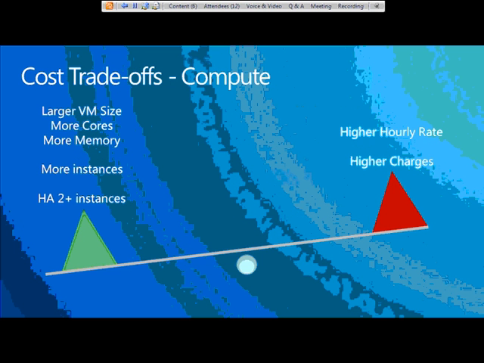So let's talk about some trade-offs. In terms of the compute service, as you go with a larger VM size, that's going to give you more cores, more memory, more local storage. You're also going to be looking at a higher hourly rate. In fact, from small up to extra large, each successive size doubles the rate. The more instances you run, and you do want to run at least 2 for high availability, the higher your charge is going to be, obviously.